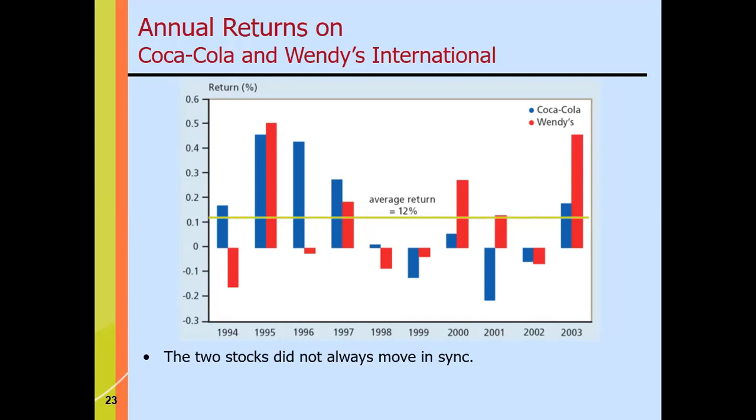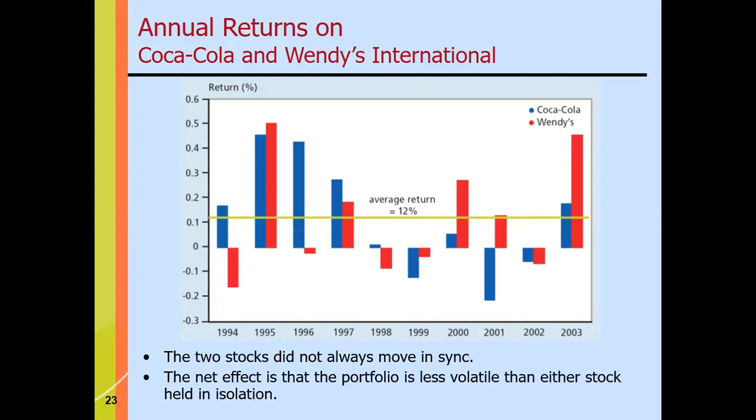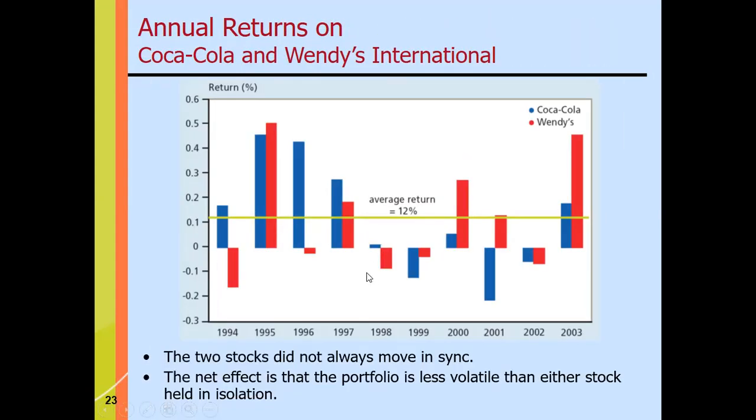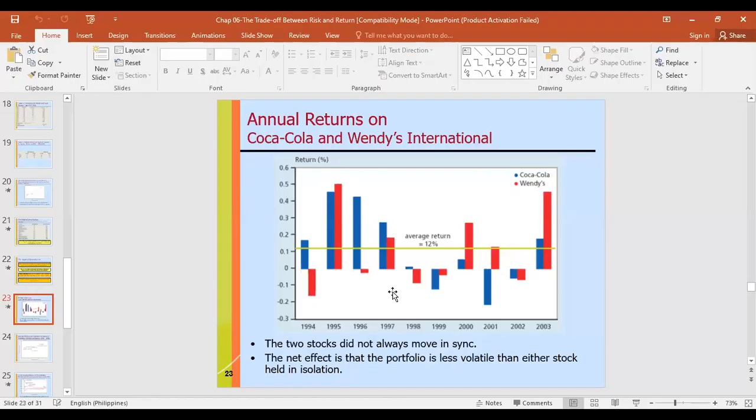Then we can notice that the two stocks did not always move in sync. That's very true, even with any other types of shares. The net effect is that the portfolio is less volatile than either stock held in isolation. Again, that's true. So if we do it in a composite or group, the volatilities would be lower.